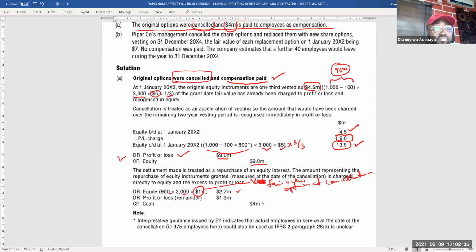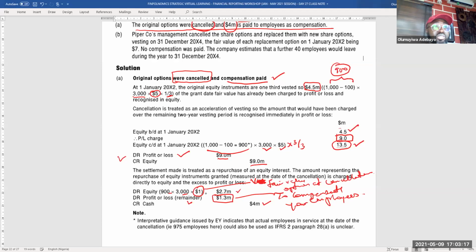But what you have paid them for that cancellation is 4 million. What you have simply done is that you have paid them an additional 1.3 million as an additional expense, which is the balancing figure here. 2.7 is the value of the option that was canceled, but 4 million is what you paid them. It then means 1.3 million is additional cost to you as an employer in order to compensate your employee.